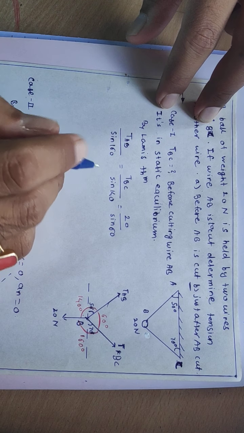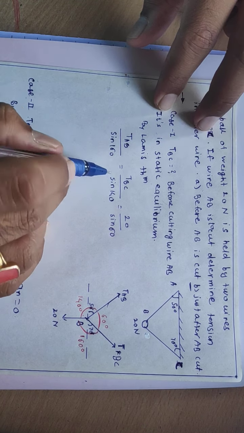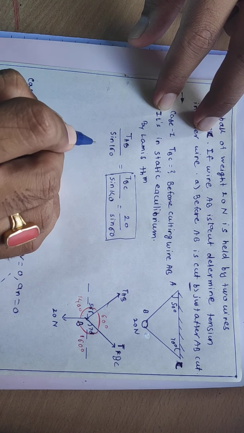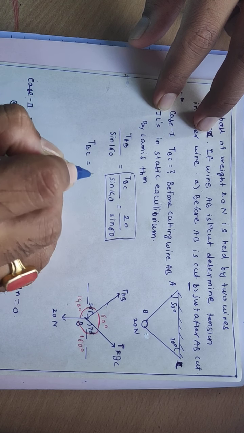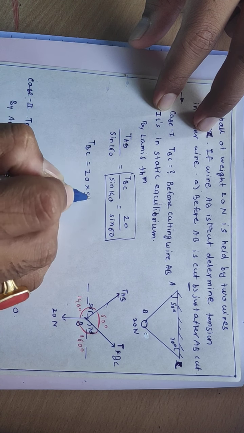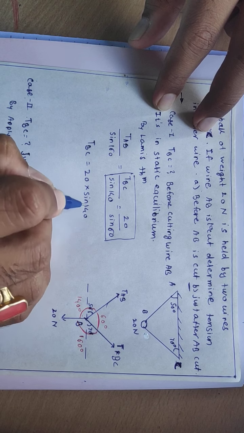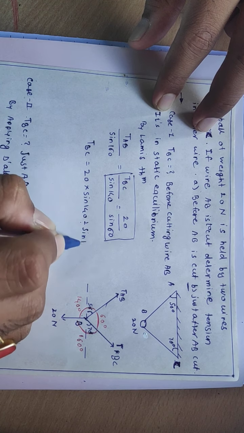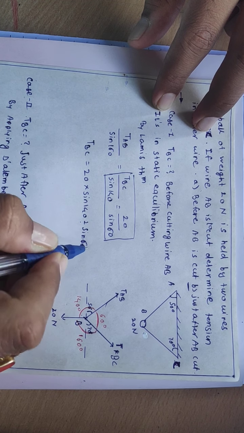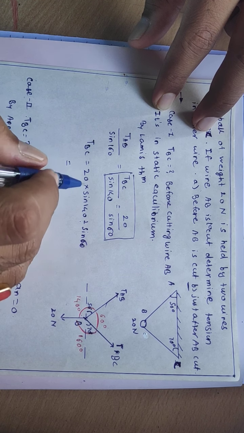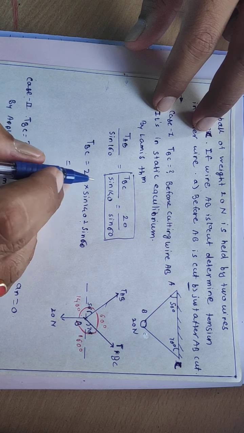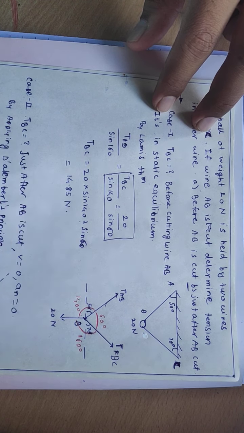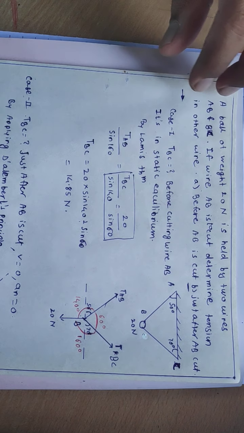By using this relation, TBC is equal to 20 into sine 140 divided by sine 60, and we will get the value of TBC as 14.85 Newton. Now this is the first case.